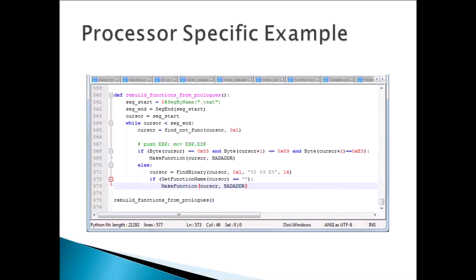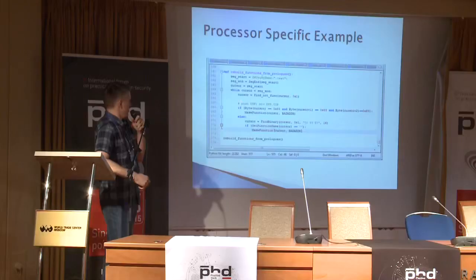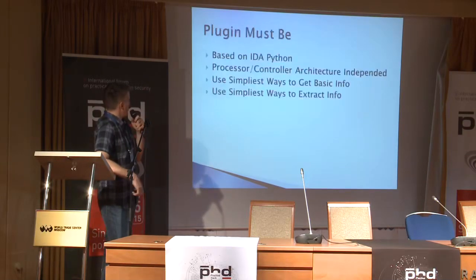It's a function from prologues. It tries to find those functions that IDA didn't find. Therefore, let's look here. It just takes, and for Intel architecture, it looks for the bytes which represent these two particular commands. It's not going to work on anything else but Intel.